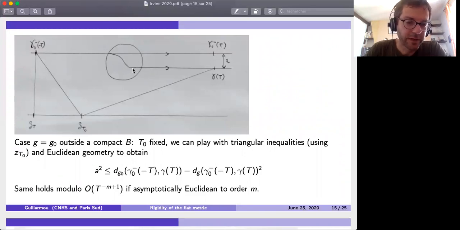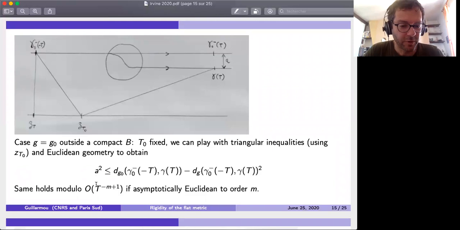So this actually is an exact inequality in the case of a compact perturbation. Now, if you're not in the case of a compact perturbation, but more like a short range perturbation as in our case, roughly speaking, we use similar ideas and the fact that we can really estimate the geodesic near infinity to say that the same holds modulo some errors, and the error is big O of t to the minus m plus 1, where m is the order to which our metric is asymptotic to the Euclidean metric.